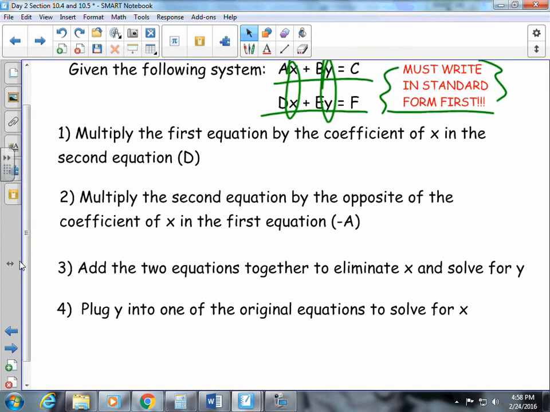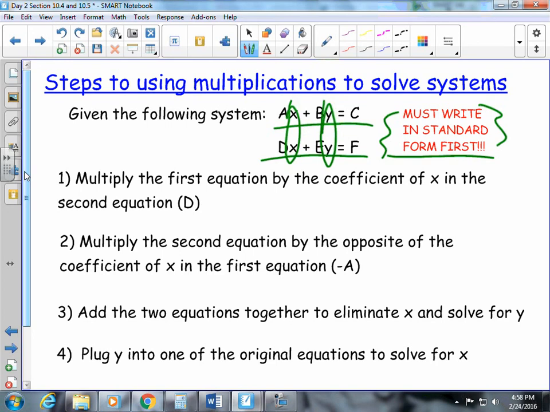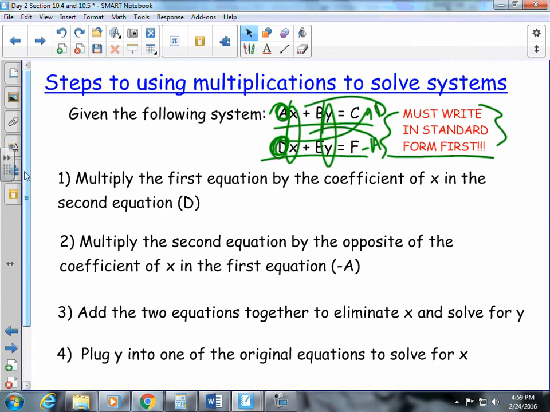Okay, so hopefully you got them all written down now. You're going to multiply the first equation by the coefficient of x in the second equation, which would be d. Then multiply the second equation by the opposite of that, so negative a goes here. Multiplying through, we're going to add the two equations together to eliminate a variable, and then we're off to the races like we've seen a bunch of times.